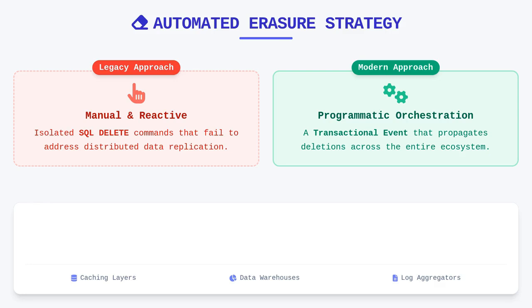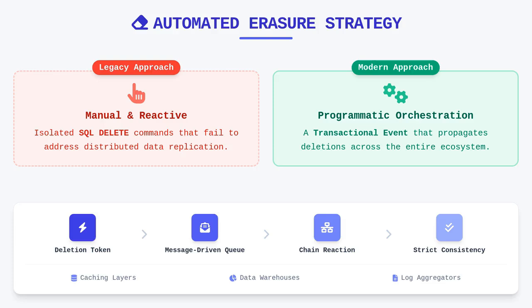The most effective way to achieve this is through a message-driven architecture where a consumer listens for a unique deletion token. Once the system receives this signal, it triggers a chain reaction that ensures the identifier is scrubbed from all downstream services, maintaining strict consistency across the infrastructure.